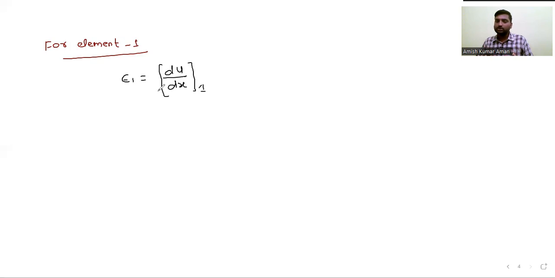So strain E is equal to du by dx. Now here, let's see how we can write this du and dx. dx is nothing but the length, the original length. And du, how can we write this du?